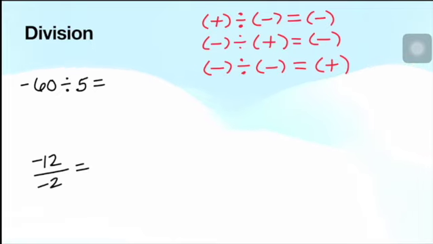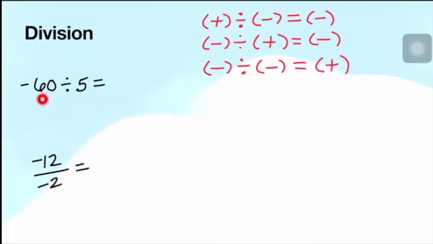Now when we're dividing, we actually have a very similar rule. If we are dividing numbers with opposite signs, so positive divided by a negative, or negative divided by a positive, we'll get a negative answer. If we divide a negative by a negative, or a positive by a positive, we get a positive answer. These are the same rules we had with multiplication.